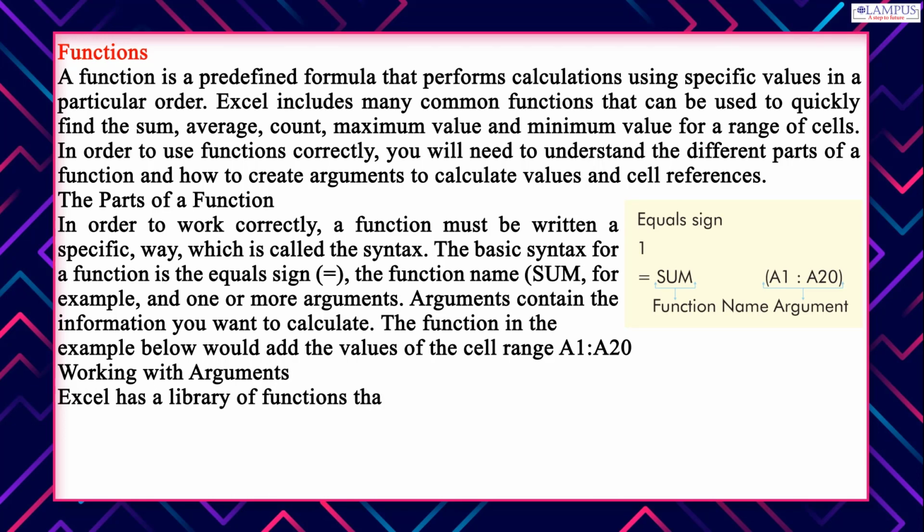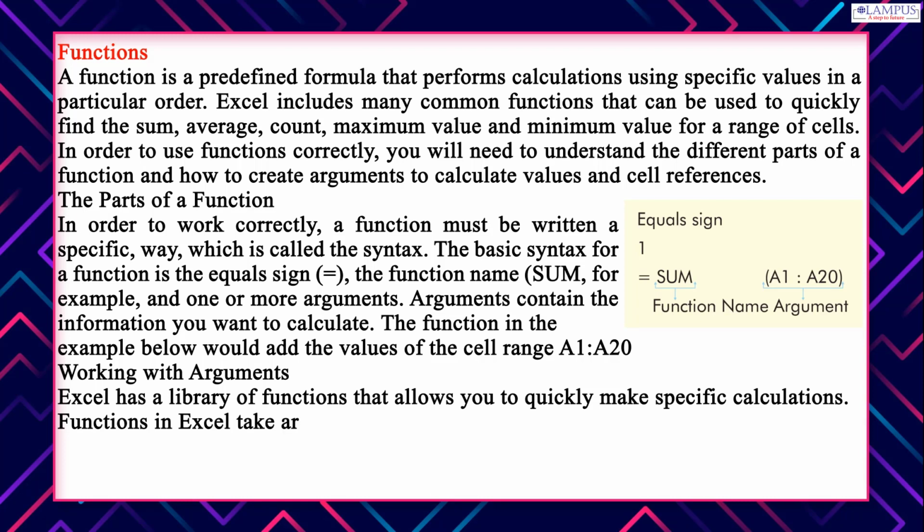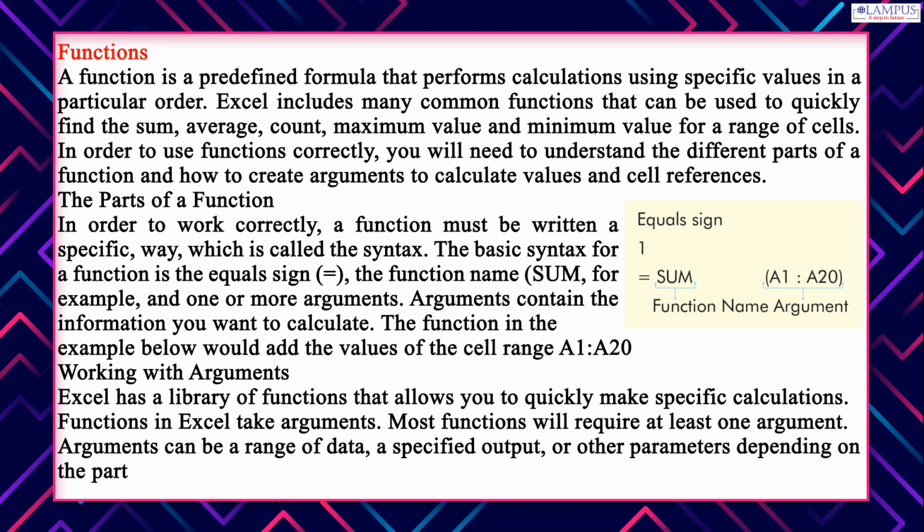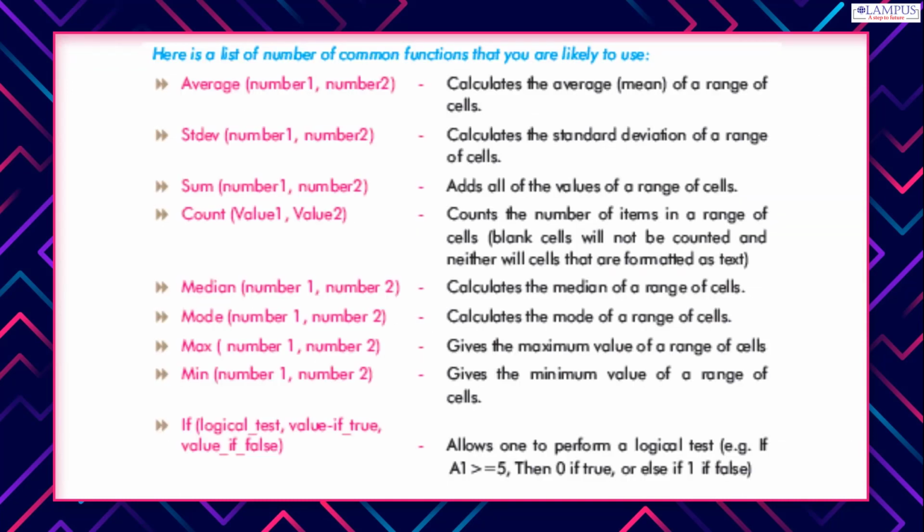Working with arguments. Excel has a library of functions that allows you to quickly make specific calculations. Functions in Excel take arguments. Most functions will require at least one argument. Arguments can be a range of data, a specified output, or other parameters depending on the particular function. Arguments are typically presented in brackets. Here is a list of common functions that you are likely to use.